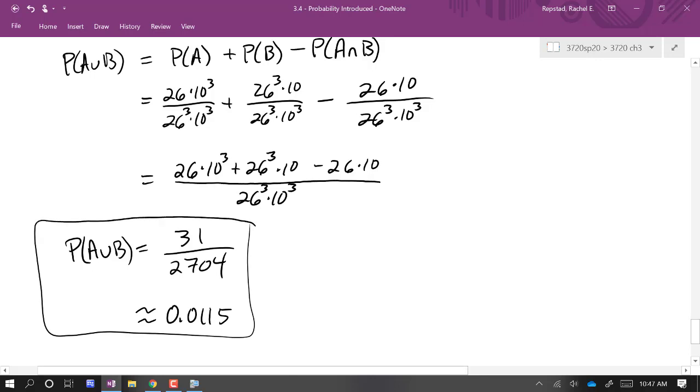So there's a little bit of probability, how we can use our counting skills that we've been building to compute probability of some events.